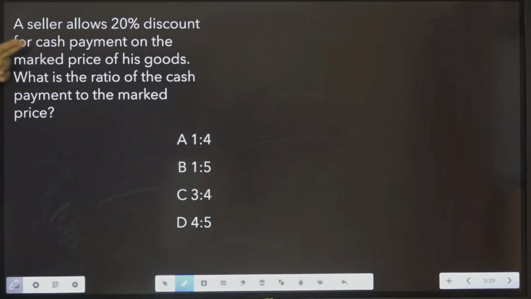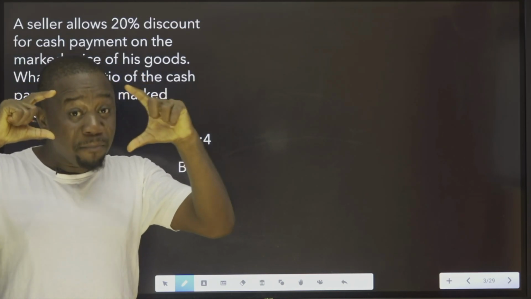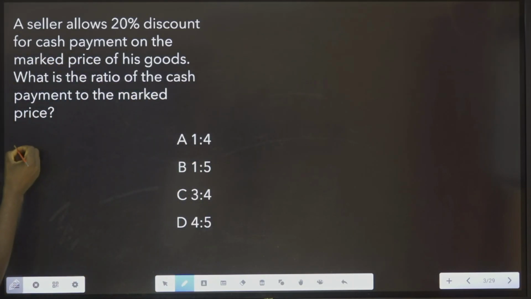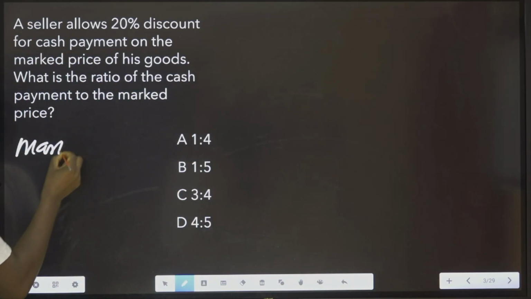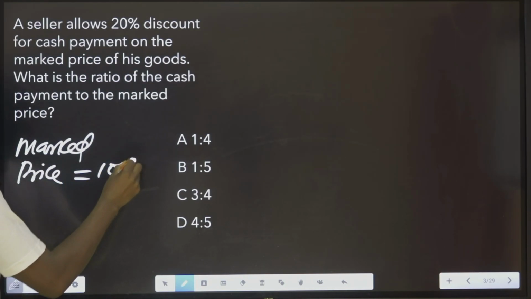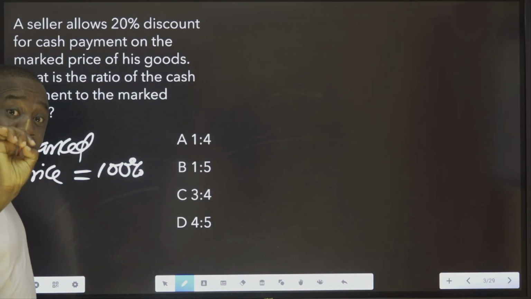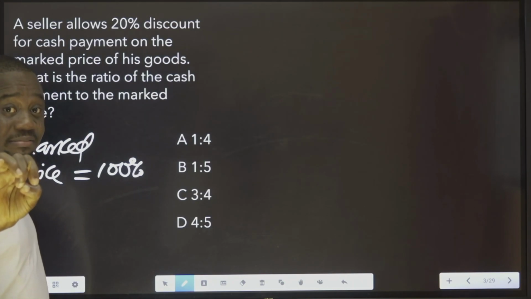Okay? A seller allows 20% discount for cash payment on the marked price of his goods. What is the ratio of the cash payment to the marked price? What you are going to put your head into is the marked price is 100%. So, marked price is 100%. If you give a discount of 20%, it means the person is paying 80%.